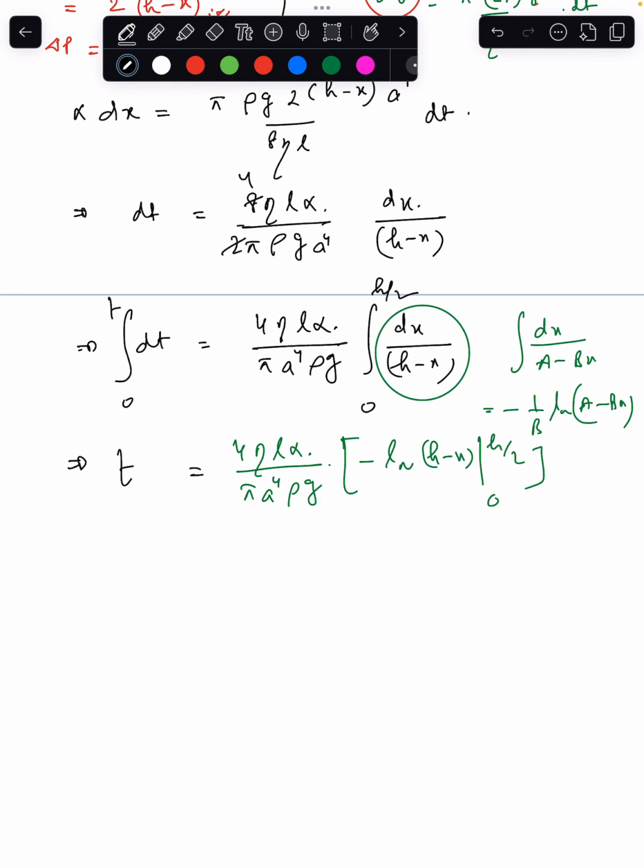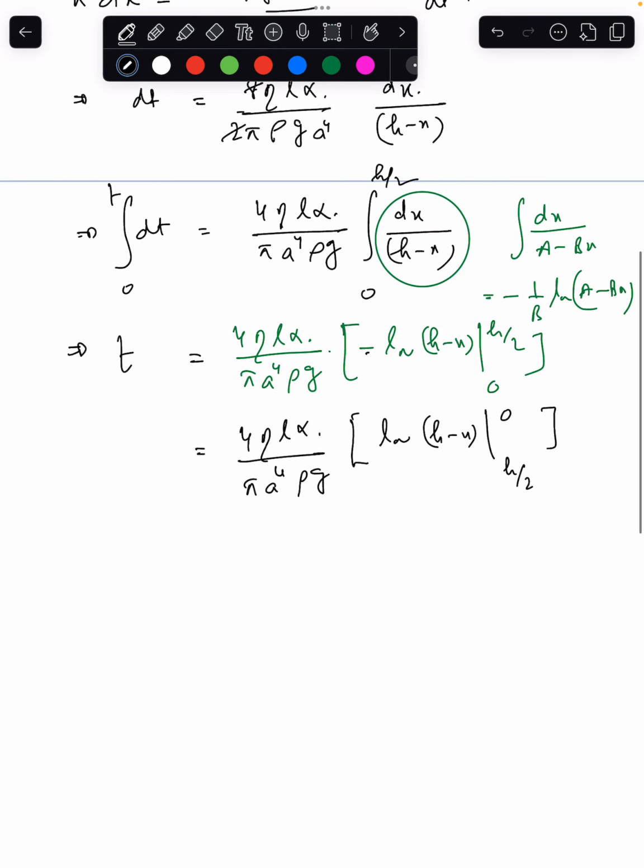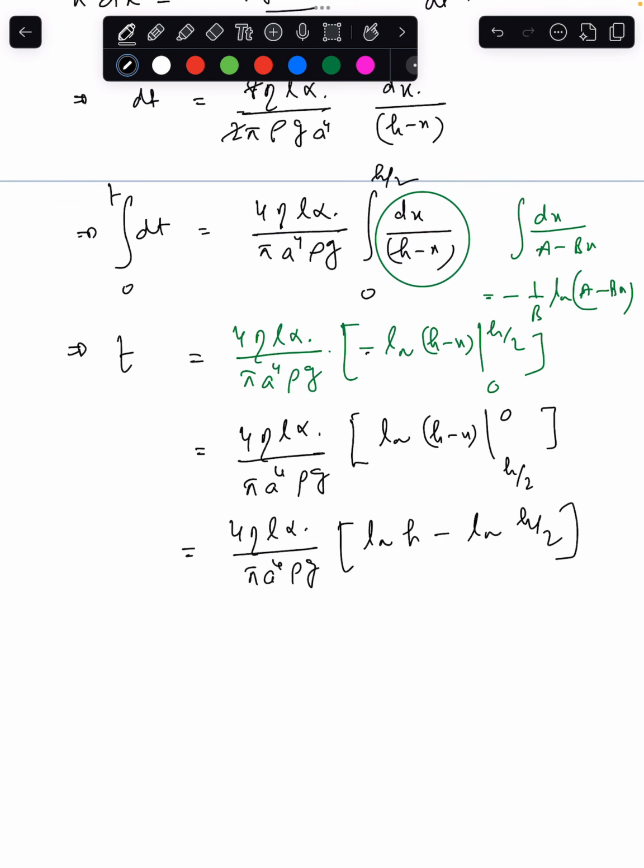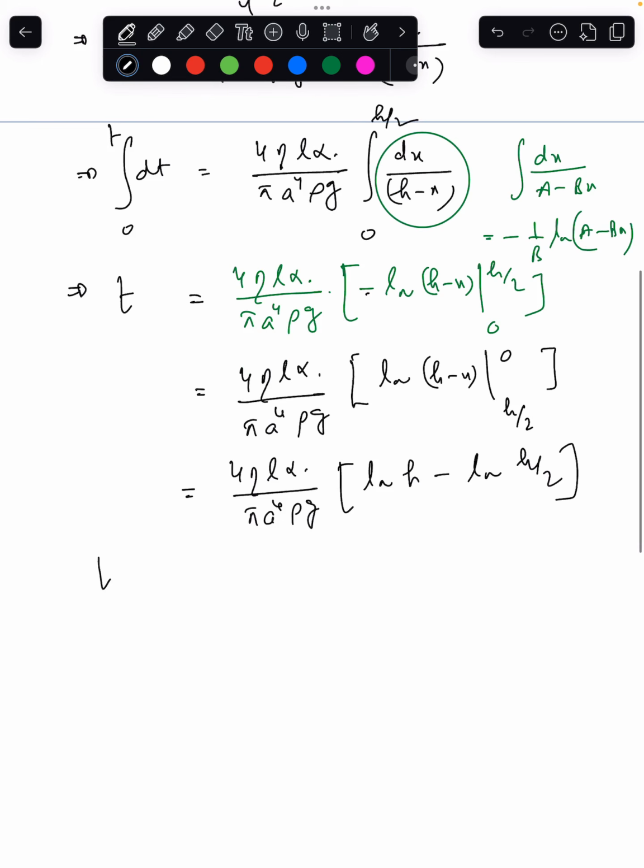Now what I will do now, I will absorb this minus sign and flip this limit over here. So it is becoming 4 eta L alpha by pi a to the power 4 rho g, by absorbing the minus sign with the limit, log of h minus x, it will become h by 2 to 0. Now follow this. If I put, it will become log h minus log of h by 2, which is equal to log of h by h by 2. Log a minus log b is equal to log of a by b. So t is becoming 4 eta L alpha by pi a to the power 4 rho g log of h by h by 2. h gets cancelled.